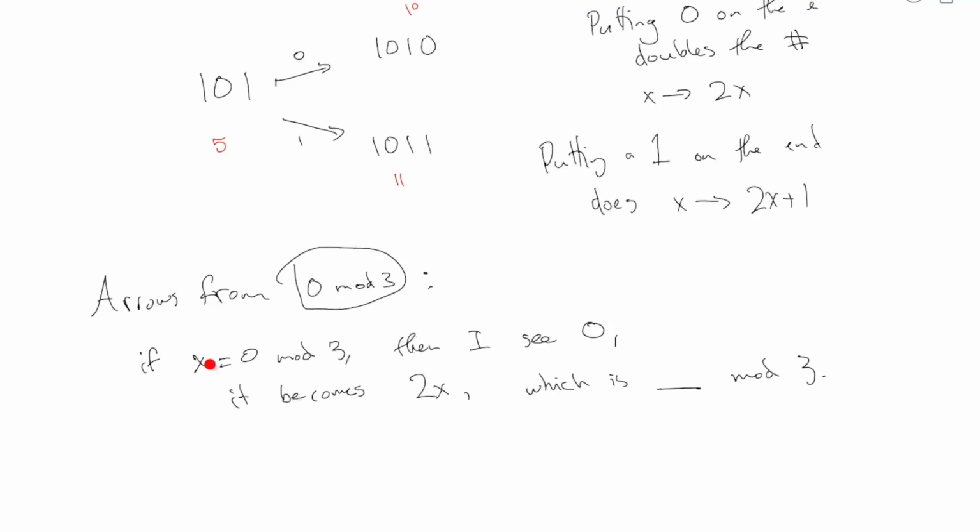Anyone have a feeling about this? Another way of saying this is, if you start with something which is divisible by 3, and you double it, is it now still divisible by 3, or is it 1 extra or 2 extra? What do you think? 0 mod 3. I think it is still divisible by 3. If you have a number that's divisible by 3 and then you double it, the result will still be divisible by 3. I don't know if that seems obvious. If this doesn't seem obvious to you, I don't think it's exactly obvious.